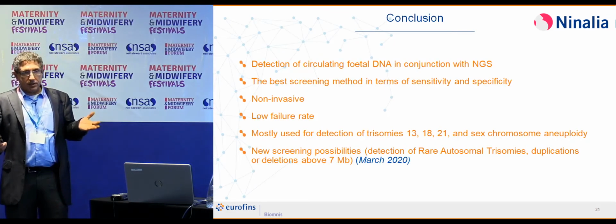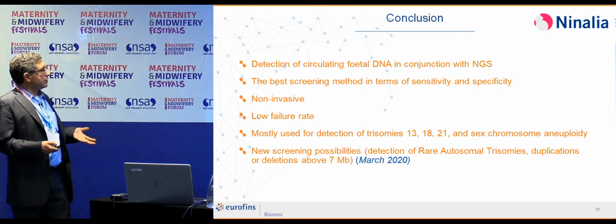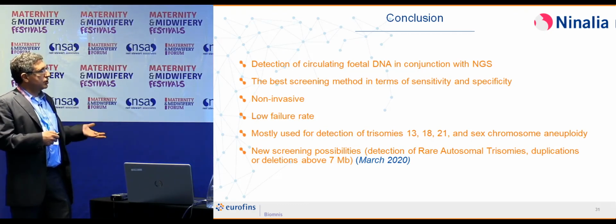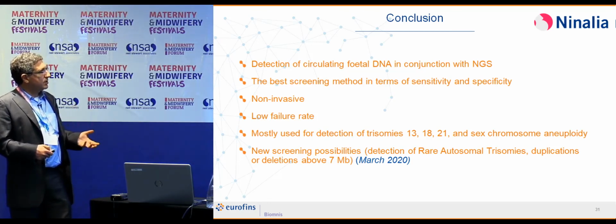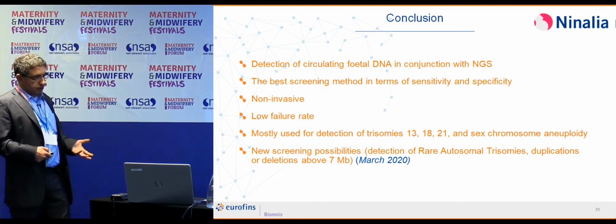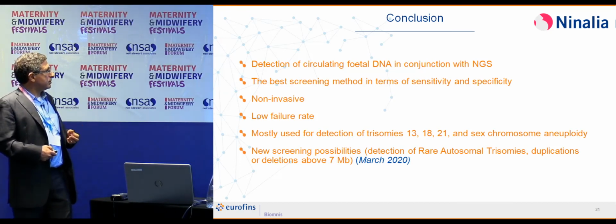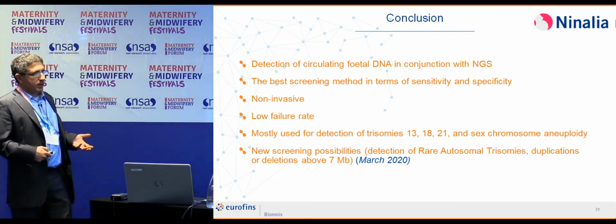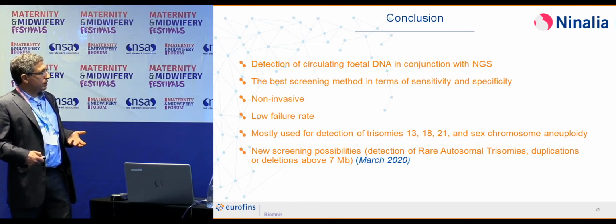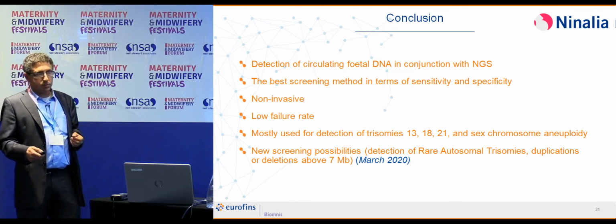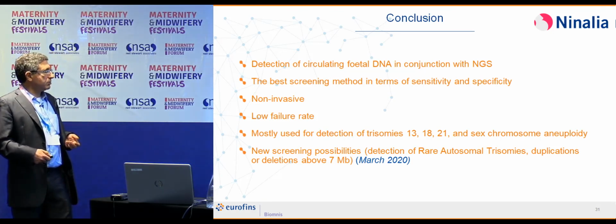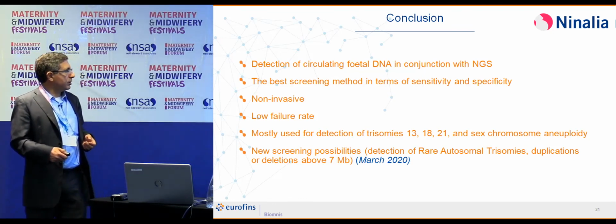So this NIPT is based on detection of circulating fetal DNA in conjunction with molecular biology and next-generation sequencing. It's the best screening method in terms of sensitivity and specificity. It's a non-invasive test because it's only a maternal blood draw. There is a low failure rate, 1.15%. It's mostly used for detection of trisomy 13, 18, 21, and sex chromosome aneuploidy, but next month we'll be able to propose also detection of rare autosomal trisomies and duplications or deletions above 7 megabases.